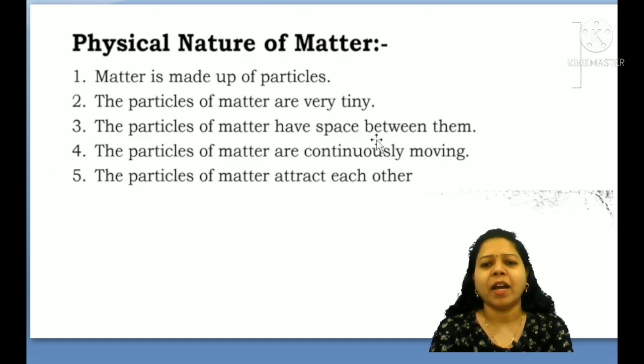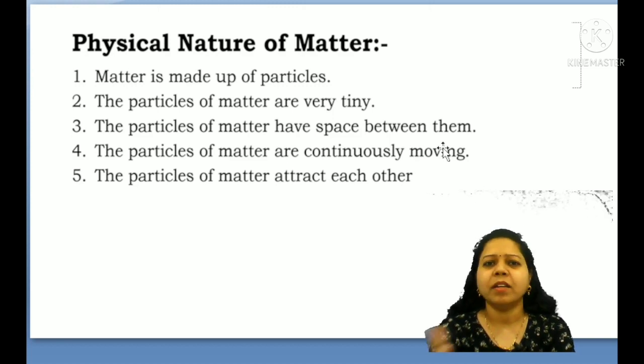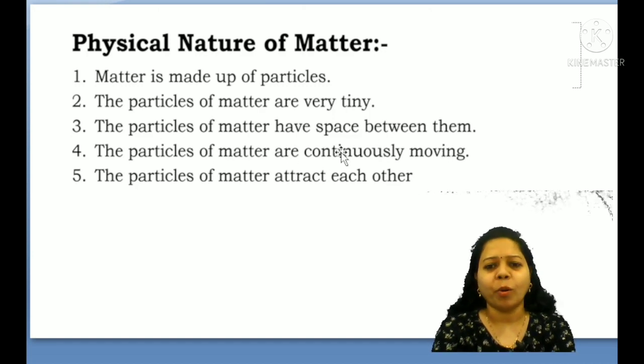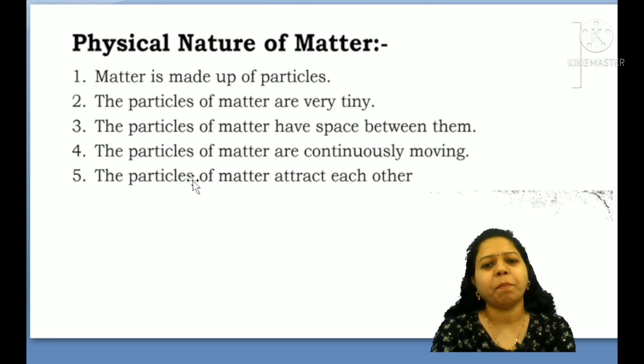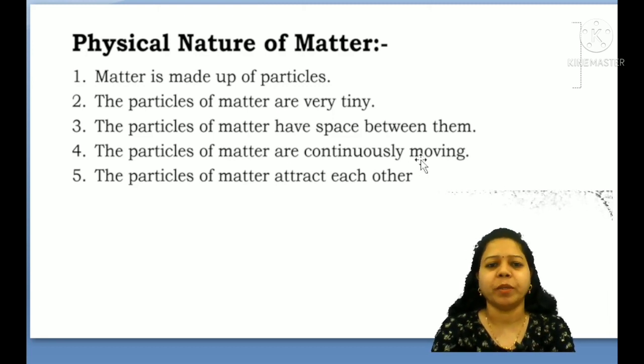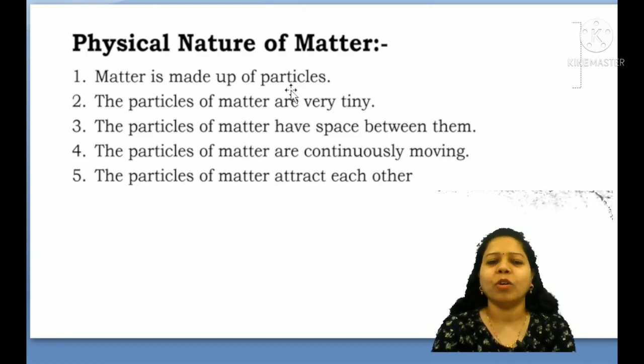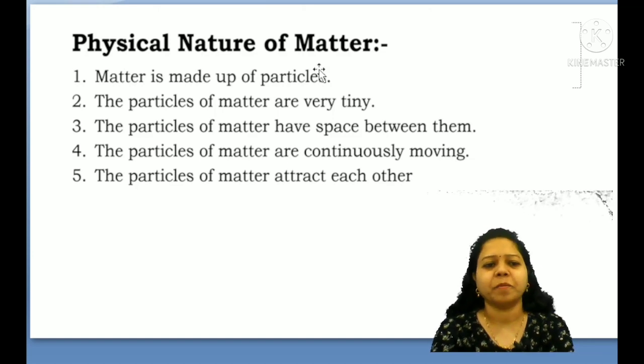And the particles of matter have space between them. Matter is made up of many particles, and space is present in between all these particles. The next property is that in each and every matter, particles are continuously moving. We feel that these particles are stable, but actually the particles of matter are continuously moving. And the next property is that the particles of matter attract each other. These all are the properties of matter, or we are saying the physical nature of matter.